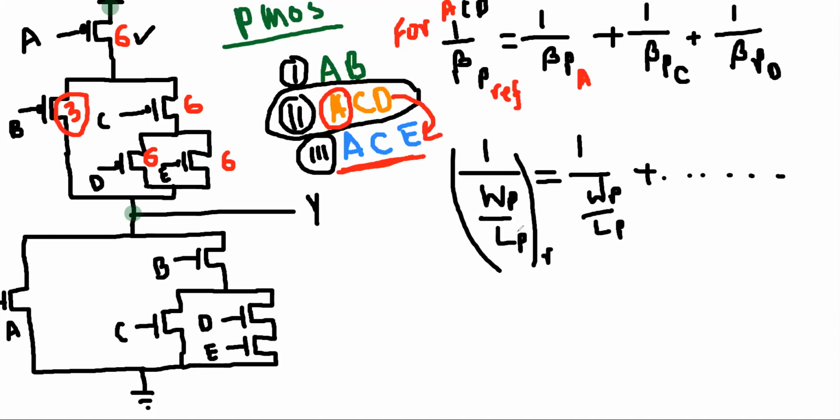Now, since the L value is 1, I can ignore them, right? Yes, sir. And what is the reference value of WP? It is 2. Can I write 2? Yes, sir. Then 1 divided by WP, 1 divided by WP, all will be for A, C, and D. I can consider them equal and I can write 3.